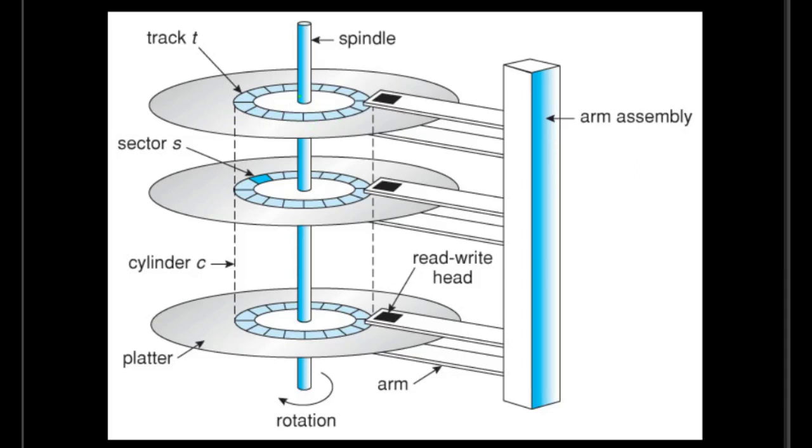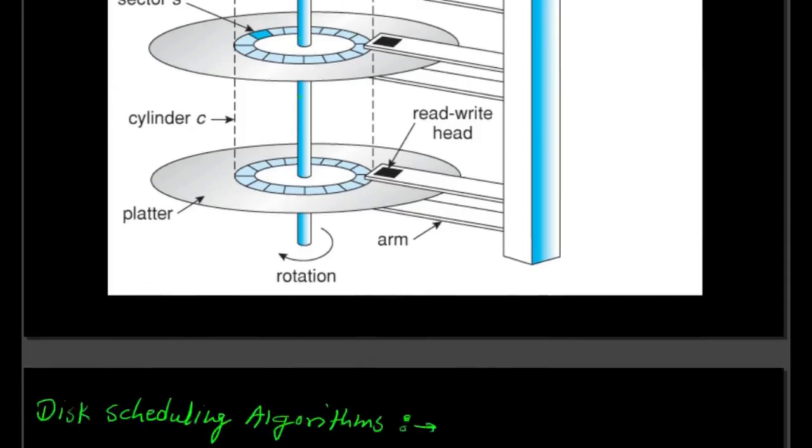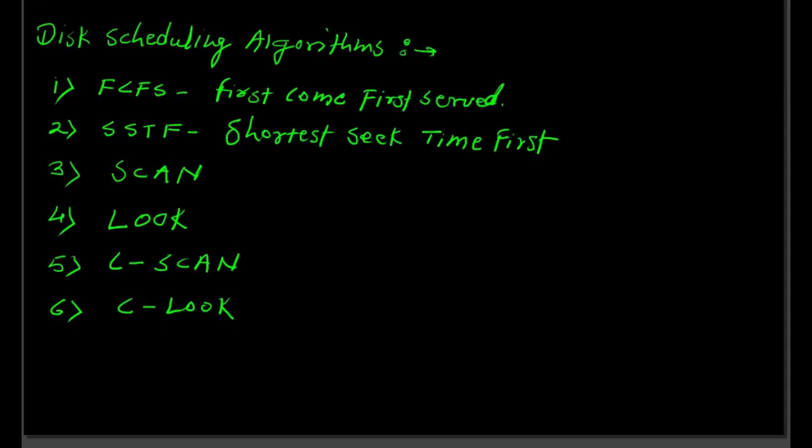Now we will move to the next topic, that is the disk scheduling algorithm. There are different disk scheduling algorithms, and some of them are mentioned here. The first algorithm is the FCFS algorithm. FCFS stands for first come first served. That means the requests which arrive in an order will be processed in the same order. Whatever request has arrived first will be processed first. That is the basic fundamental behind this algorithm.